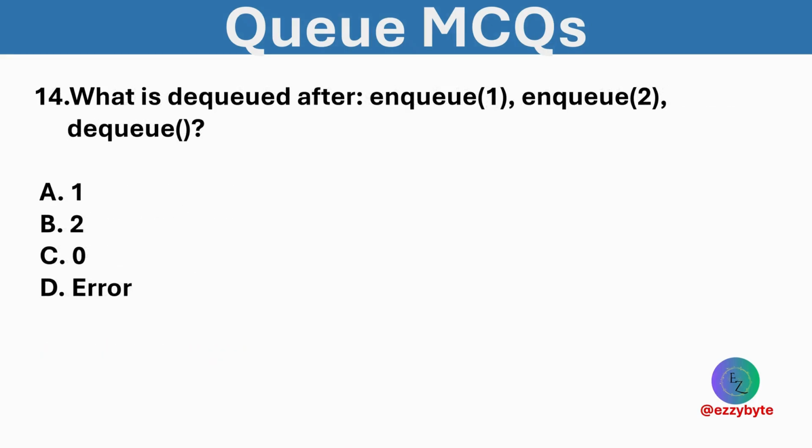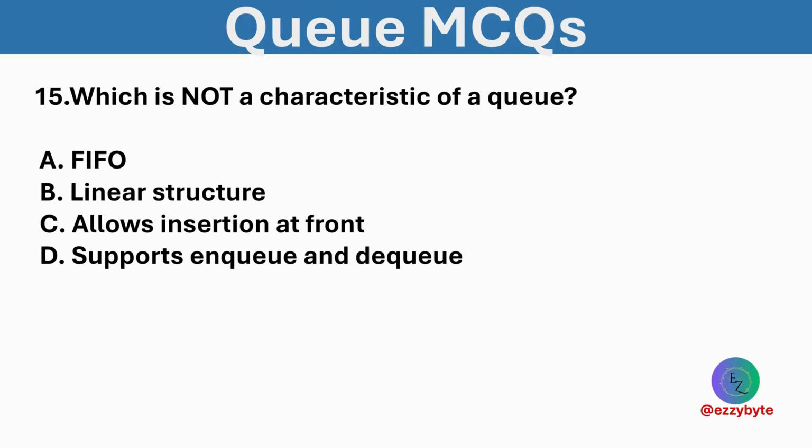What is dequeued after NQ1, NQ2, DQ? Options are 1, 2, 0, and error. Option A is correct. The first inserted element is the first to be dequeued. Which is not a characteristic of queue? Options are FIFO, linear structure, allows insertion at front, and supports NQ and DQ. Option C is correct. Standard queue only allows insertion at rear, not the front.